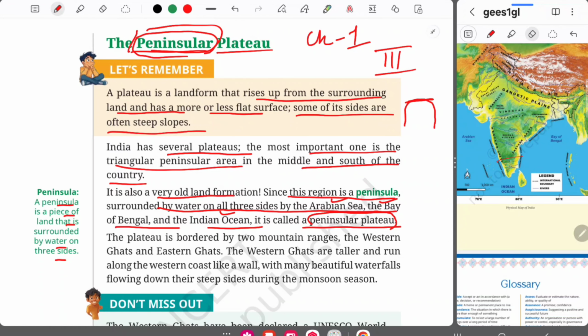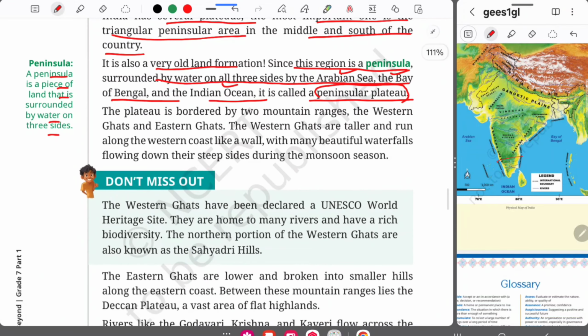We are again going to refer to this map. So now let us continue. The plateau is bordered by two mountain ranges, the Western Ghats and the Eastern Ghats. The Western Ghats are taller and run along the western coast like a wall, with many beautiful waterfalls flowing down their steep sides during the monsoon season.